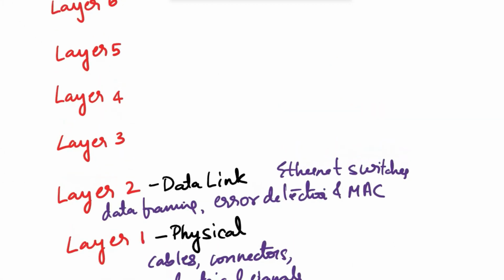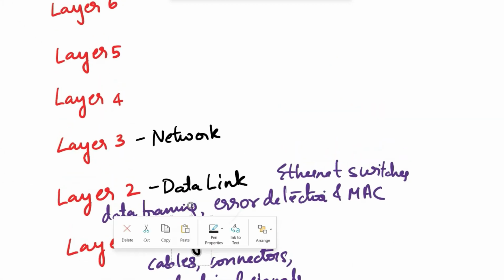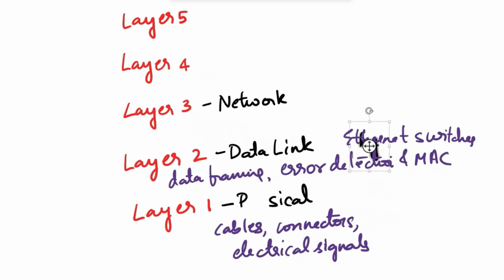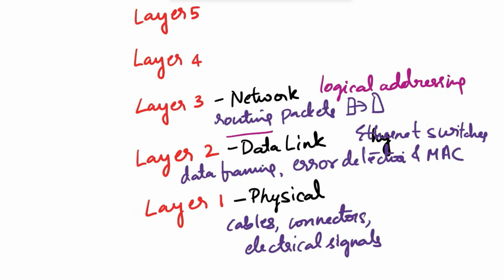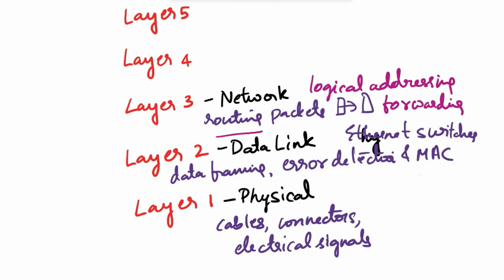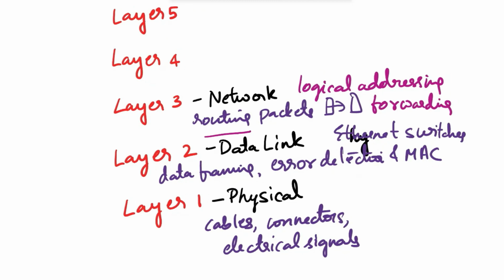Then the third layer is the network layer. So the network layer is responsible for routing packets from the source to the destination across multiple networks. So it deals with logical addressing, routing, and packet forwarding. Routers operate at this layer, and IP addresses are used to identify devices on different networks.